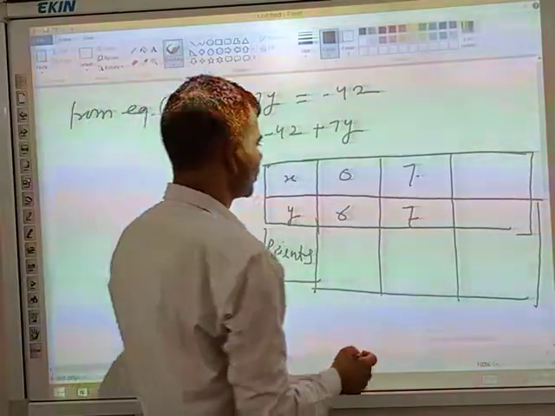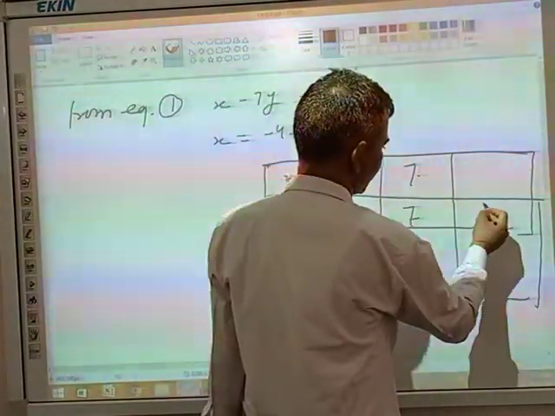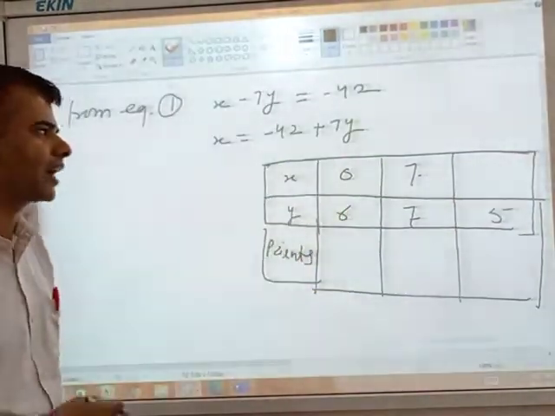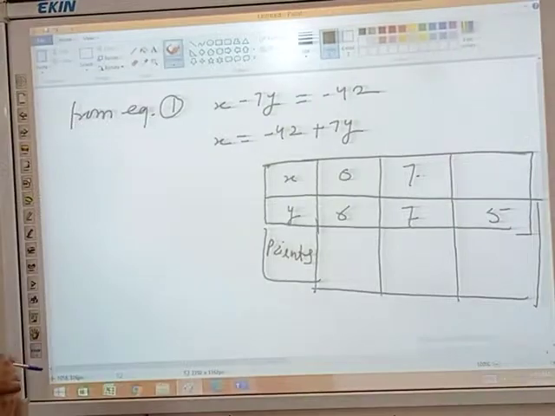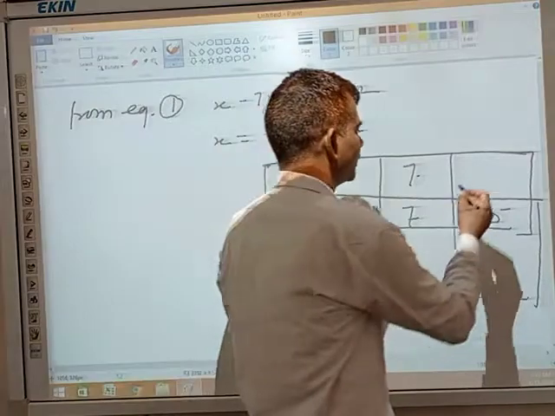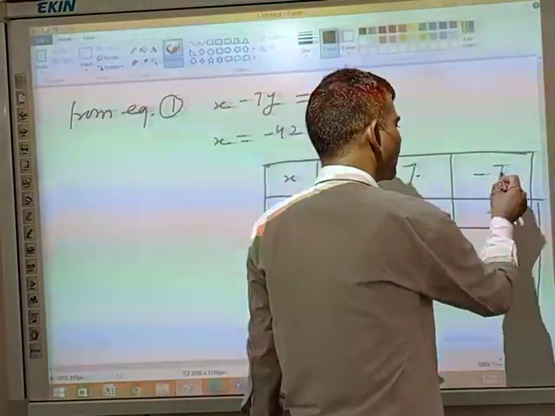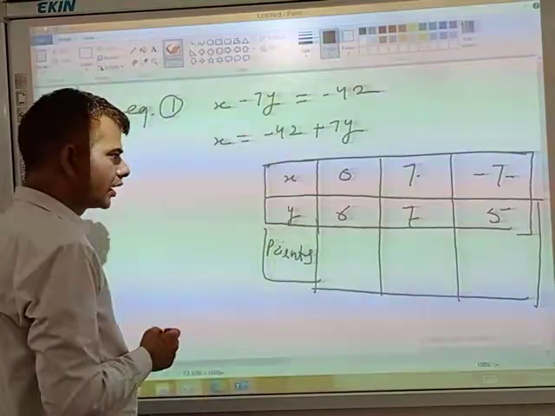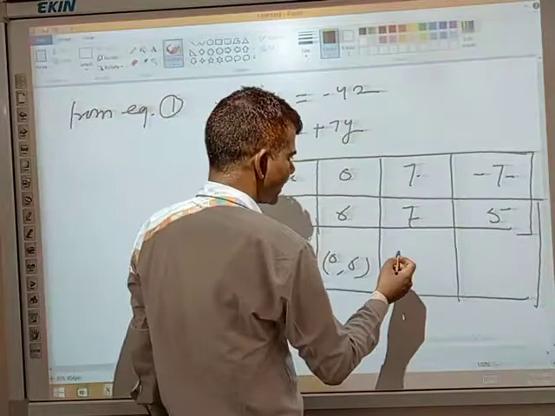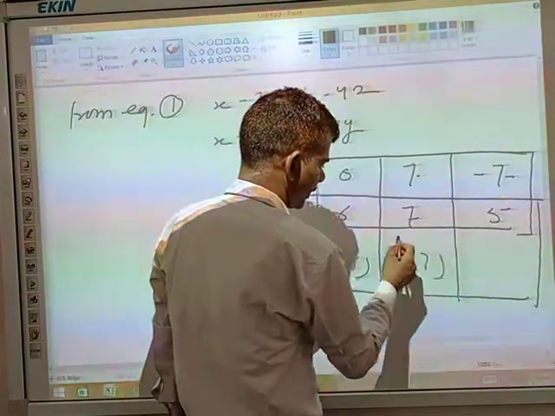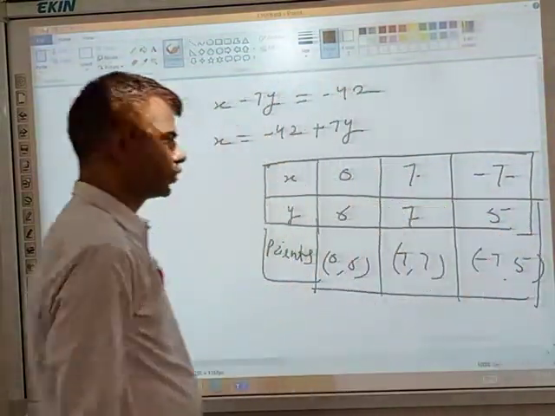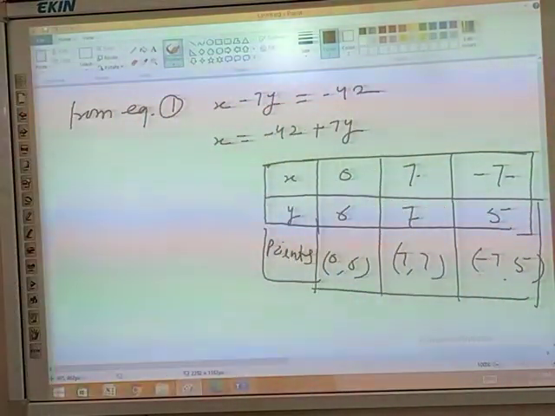Now we will take the value of y as 5. 7 fives are 35, minus 42 plus 35, that is minus 7. Students, any doubt, any problems? Now your points are (0, 6), (7, 7), and (-7, 5). Students, is it clear? Any doubt?